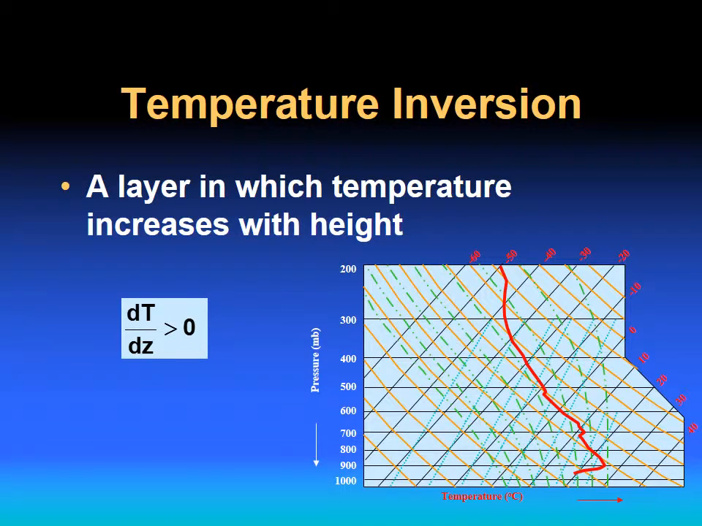By definition, straight out of the glossary of meteorology, a temperature inversion is a layer in which temperature increases with height. You probably knew that already. And in the calculus form, it's dT/dz is greater than 0. It's an inequality telling you that temperature increases with height. On the sounding, you can see a layer in the lower layers of the atmosphere where temperature is in fact increasing with height.